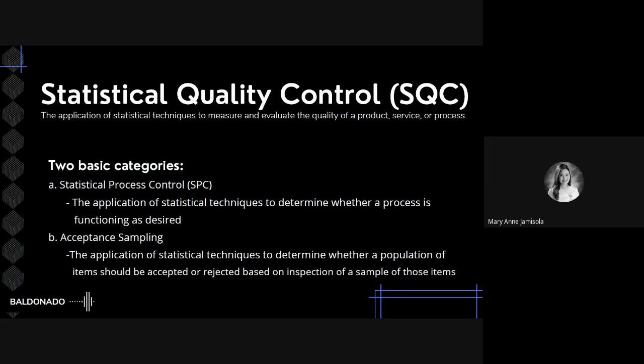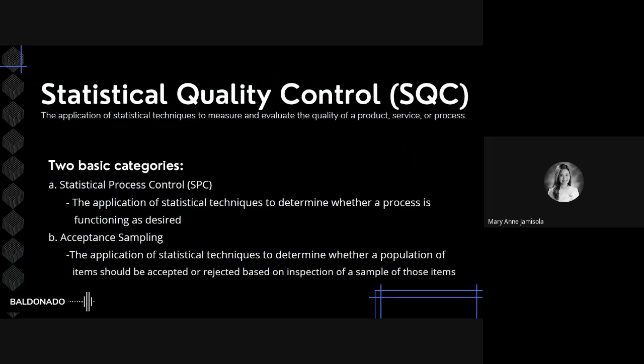Okay, so we have statistical quality control. This is actually the application of statistical techniques to measure and evaluate the quality of what? Quality of a product, quality of a service, or quality of a process. So this is termed as statistical quality control. So in here, we will be encountering some terms that we have learned in our statistics subject. So I hope you can recall them.